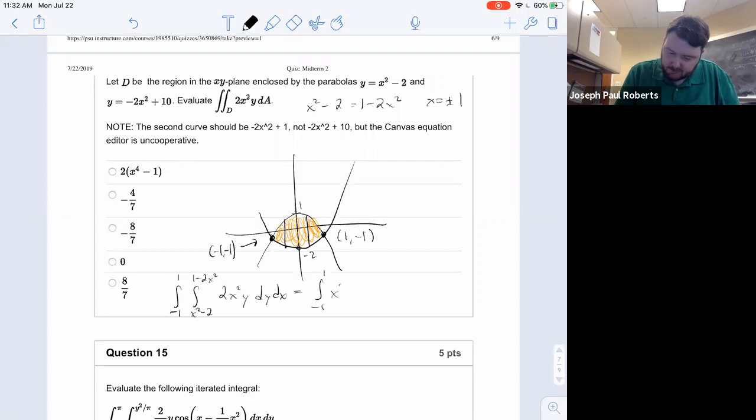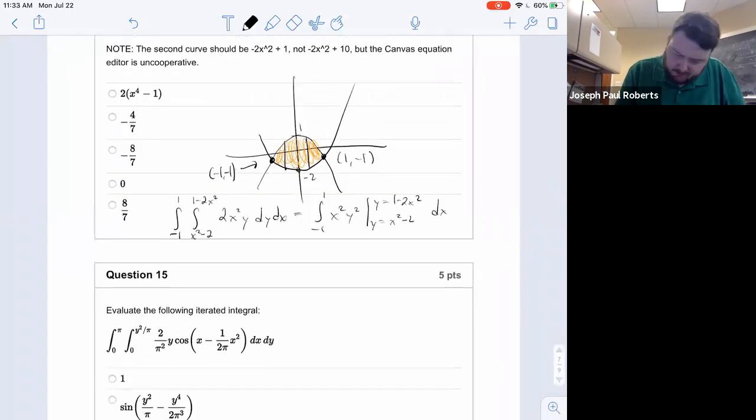So I get x squared y squared as my y antiderivative. At this stage, it's nothing too bad. This is going to be x squared times 1 minus 4x squared plus 4x to the fourth, minus x to the fourth, minus 4x squared plus 4.